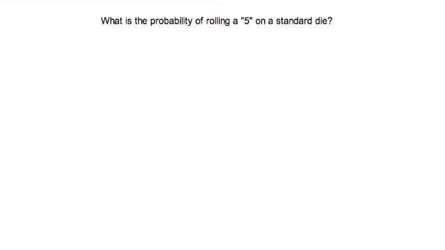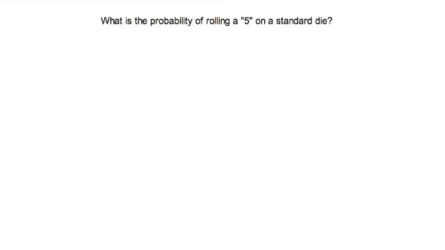Another example of a simple event would be flipping a coin one time or spinning a spinner one time. When we start rolling dice 3 times in a row or drawing 4 cards from a deck of cards, those get into what we're going to refer to later on as compound events. But for this case here, let's answer the question, what's the probability of rolling a 5 on a standard die?